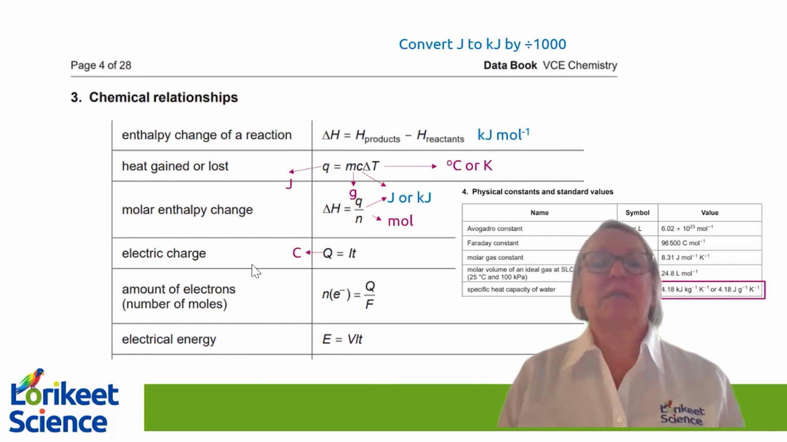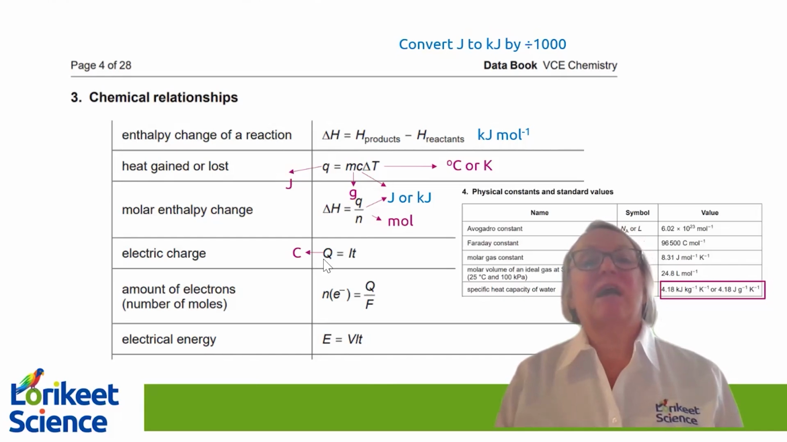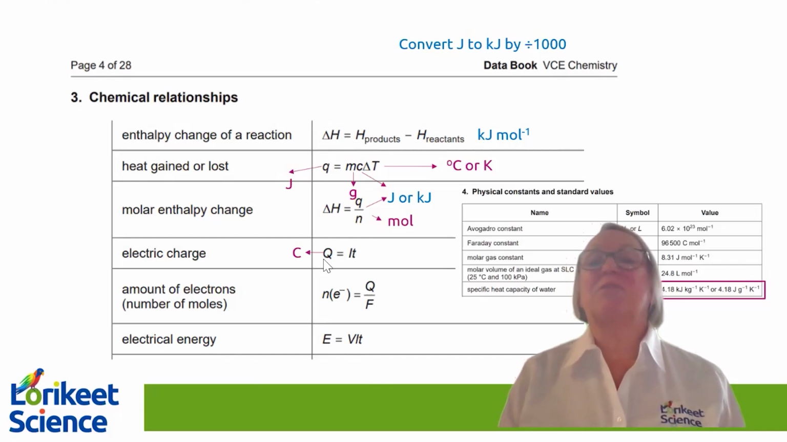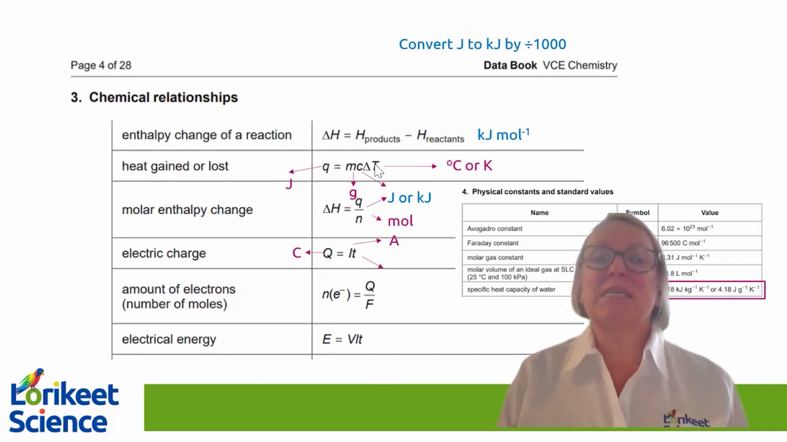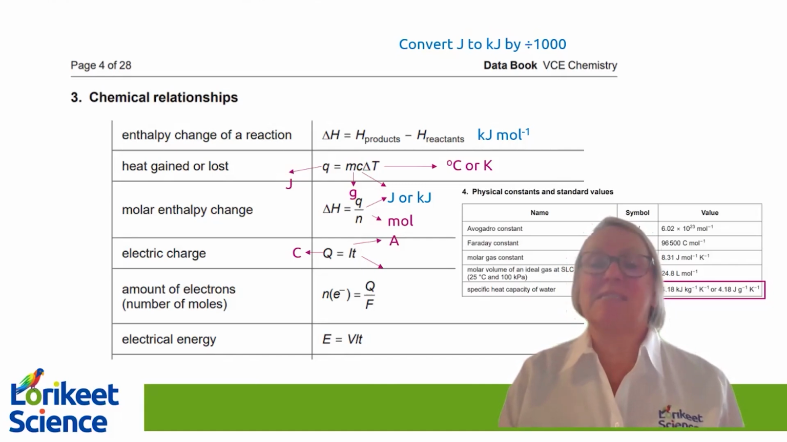per mole. Electric charge, capital Q has got the unit coulomb. I stands for current in amps. t stands for time in seconds. Now note there are two T's. There's capital T, which is temperature, and there's small lowercase t, which is time in seconds.